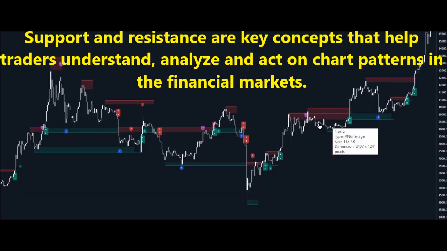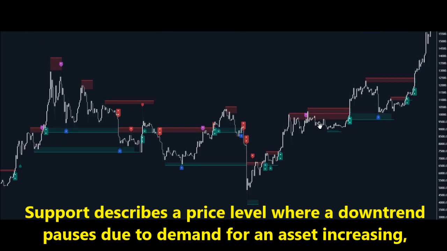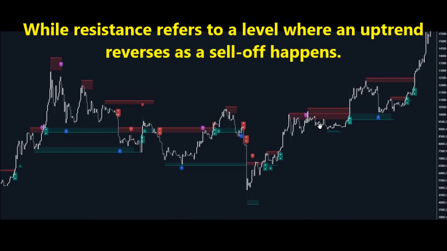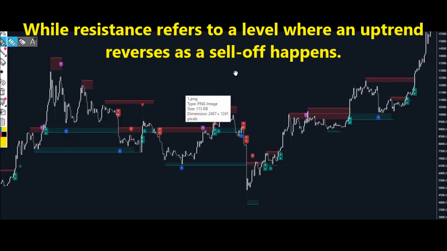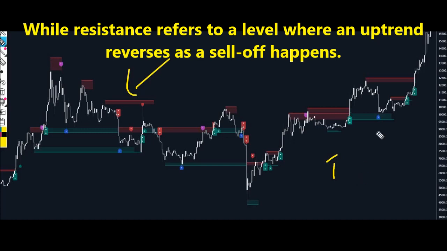So guys, what you can probably see on our chart over here is what we're calling support and resistance levels. As you know, support describes a price level where a downtrend pauses due to demand for an asset increasing, while resistance refers to a level where an uptrend reverses as a sell-off happens. So guys, each and every zone you will see highlighted on our chart over here in red and also in green color, these ones show us support and resistance levels. That's what you're really supposed to know.